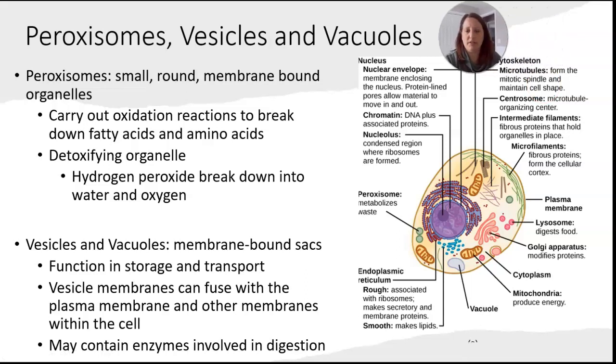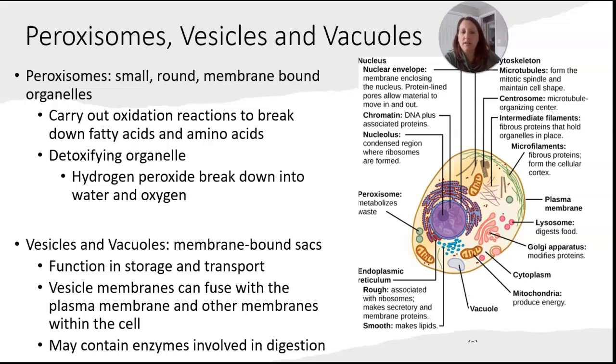Lots of words here on this picture. You've seen this picture already, right? So both plant and animal cells, I've got animal cells here, will contain peroxisomes, and then I'm going to talk really quickly about vesicles and vacuoles. Okay, so peroxisomes, you can see in this figure, are these little green circular structures. They're relatively small compared to the other organelles in the cell. They're round and they're membrane bound.